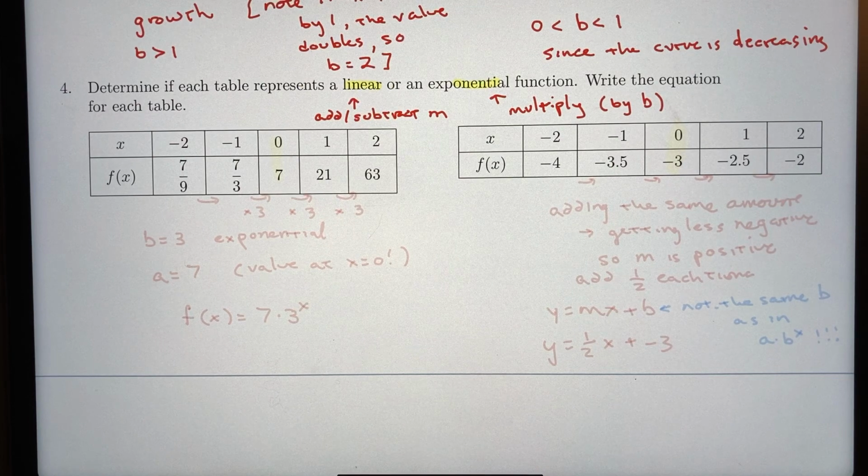So what we look for is, do we keep adding the same amount each time? Well, clearly not. Are we multiplying by the same amount each time? Yes. Here we seem to be multiplying by 3 to get from 7 to 21 to 63. Is that still true over here? Sure. 7/3 times 3 is 7. So b is 3. This is exponential.